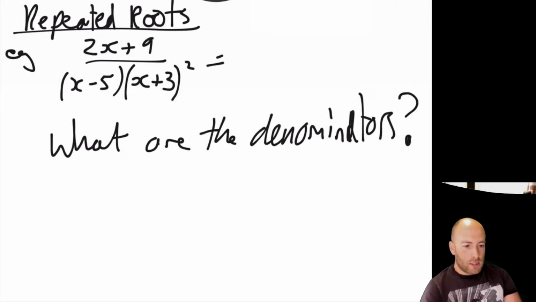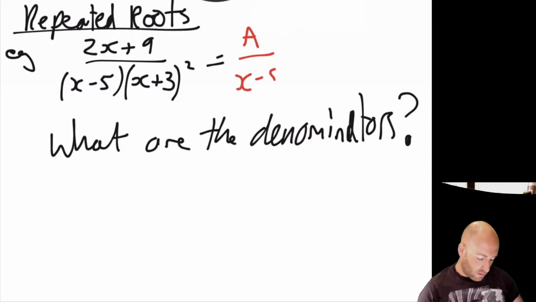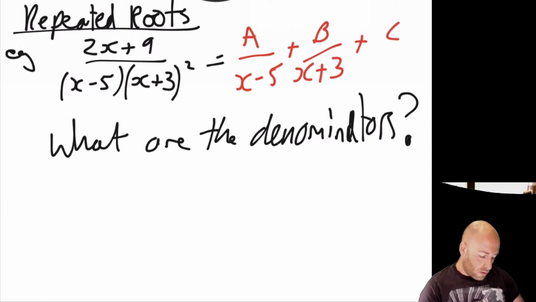Right, we've had some suggestions. Alright, Elliot, I'm going to show you what's wrong with your suggestion. It's a nice suggestion, I'm glad you made it, but it's not going to work. I'll show you why. So we take Elliot's suggestion, a over x minus 5 plus b over x plus 3 plus c over x plus 3.